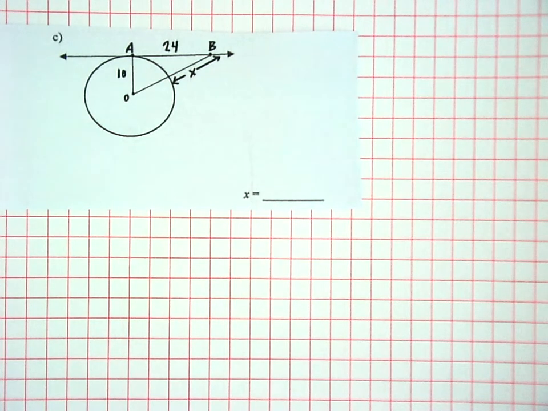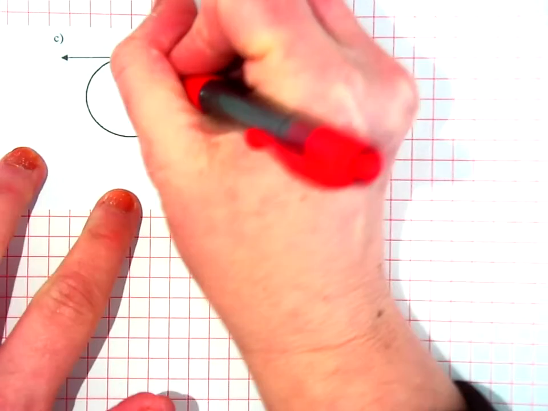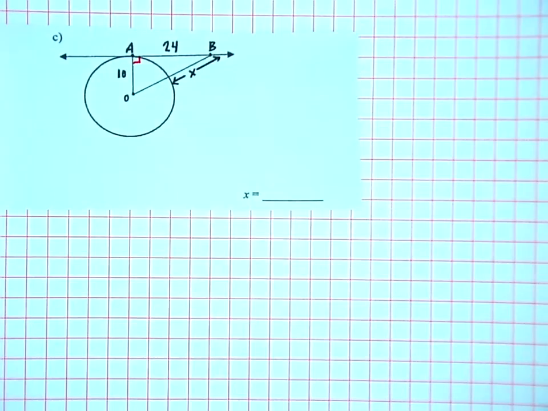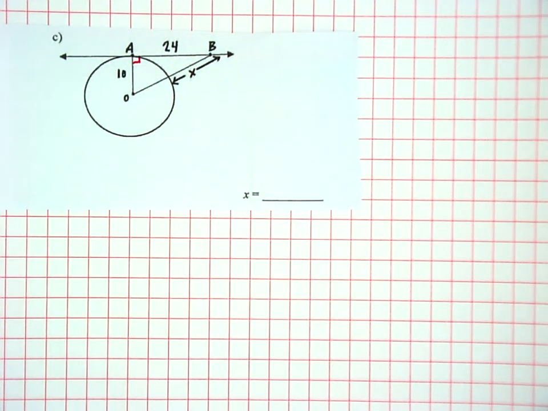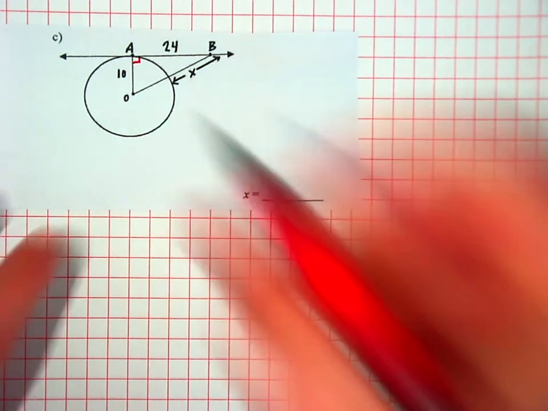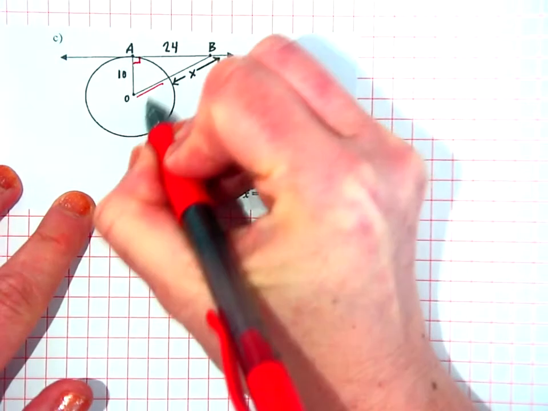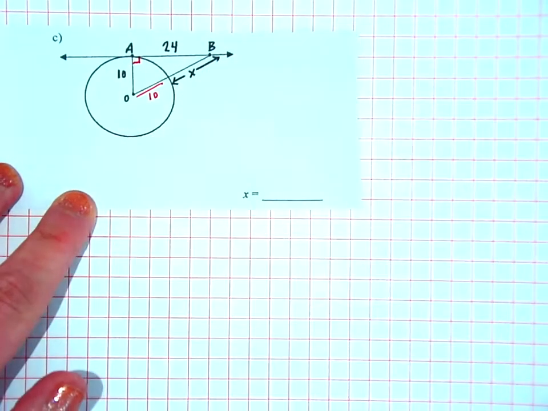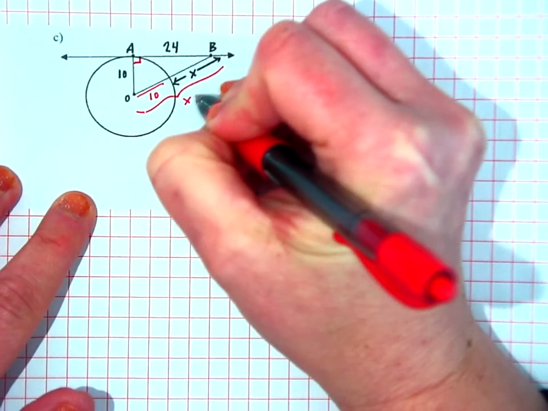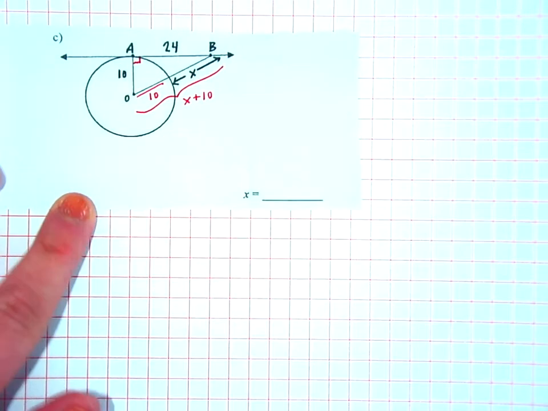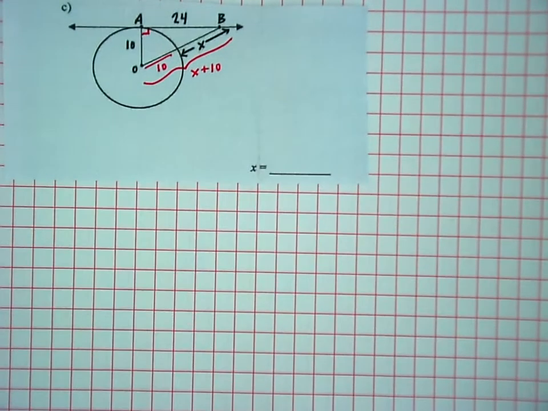All right, so here what I have is a tangent line and a radius. So I know that they are going to be perpendicular, so I'm going to draw in a right angle right here. I also know that any radius is going to be congruent to any other radius. So I know that from here to here, that span is 10 units, which means that this entire hypotenuse is x plus 10.